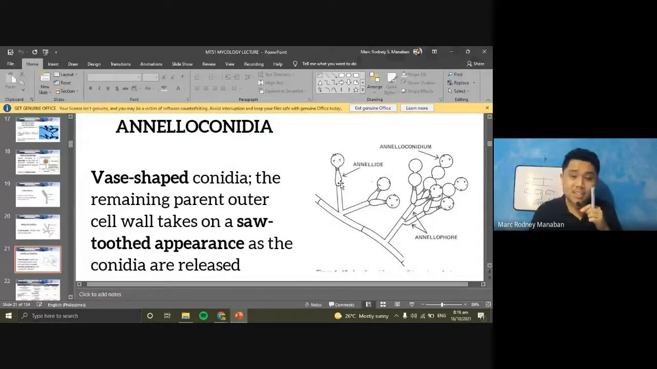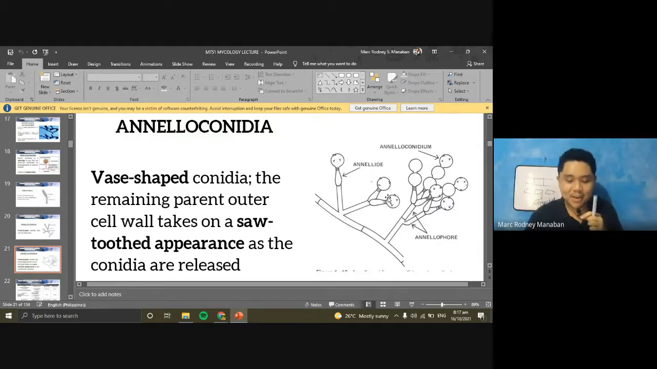The annellide is vase-shaped, and the outer wall may have a sawtooth appearance, like teeth, from the release of the conidia. The annellides are the smaller branches, but the major ones are known as sporangiophore, annellophore, or conidiophore, depending on the type of conidia. So that's the structure. The larger ones, sporangiophore and conidiophore, are where it starts, and then they can branch into smaller branches, and here we use annellides or phialides depending on the structure. I hope that you understand that.